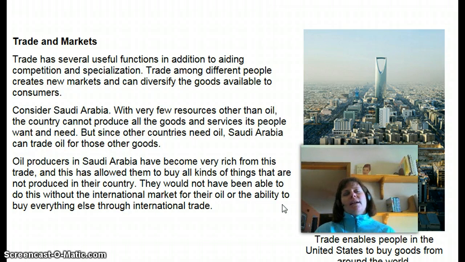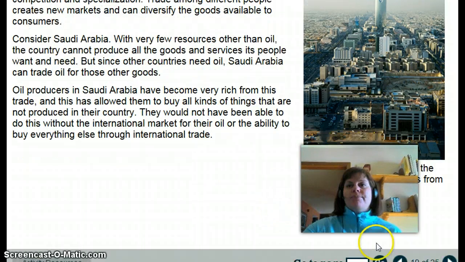Oil producers in Saudi Arabia have become very rich from this trade, and this has allowed them to buy all kinds of things that are not produced in their country. They would not have been able to do this without the international market for their oil or the ability to buy everything else through international trade.